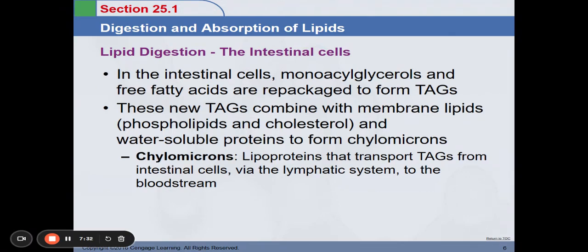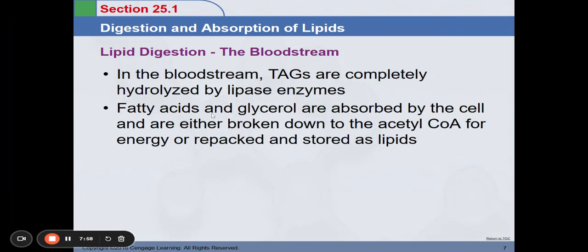LDL is your, kumbaga, bad cholesterol. So we do not want to see LDL high in your blood test. Another one is your VLDL, which is further converted into LDL throughout the process. But let's focus first on your chylomicrons, okay? Chylomicrons is your lipoproteins that transports your triacylglycerol from your intestinal cells through your lymphatic system and your bloodstream.